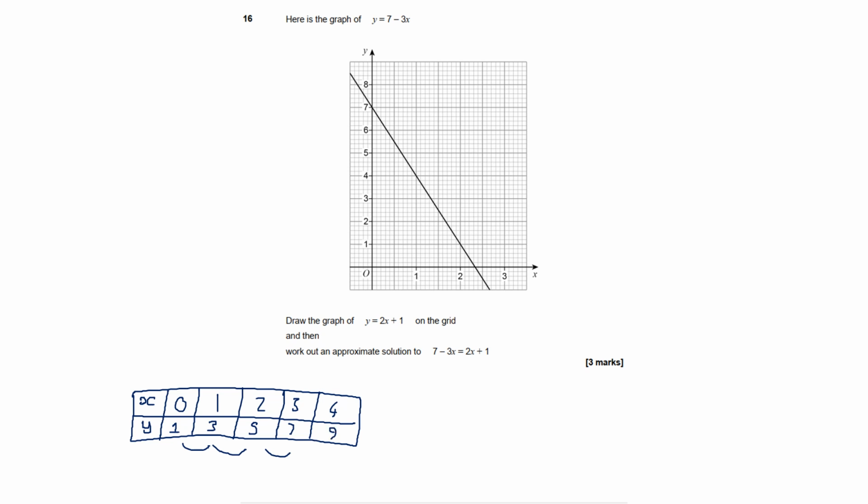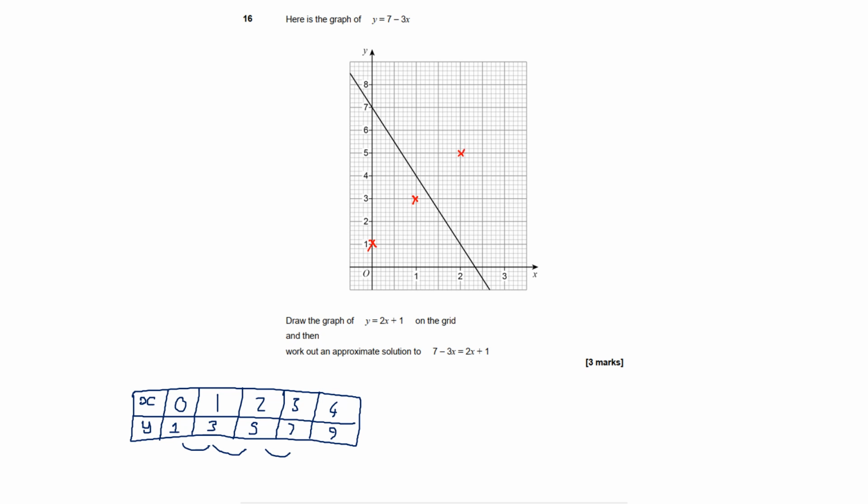So let's mark some points on the graph. So let's use a red pen, because that'll be the easiest to see, I think. So when x is 0, y equals 1. When x is 1, y equals 3. And when x is 2, y equals 5, and so on.